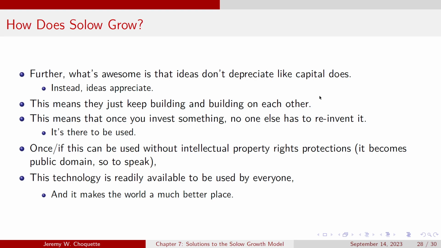And if this can be used without any sort of intellectual property right violation, meaning it really becomes public domain, that technology is then readily available to be used by everyone, and it makes the world a better place because you all get to go, hey, that's a cool idea. How do I make it better?